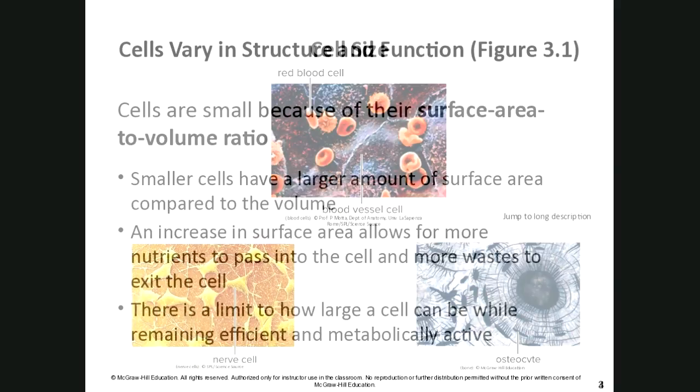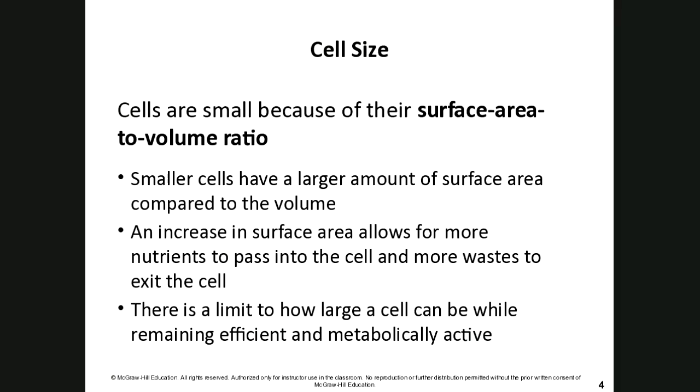Cells are typically really small, and the reason that they're small is because they want to have a surface area to volume ratio that will allow them to take nutrients and other items across the surface of the cell. The smaller the cells are, the larger the amount of surface area there is compared to the volume on the inside of the cell. With an increase in surface area, the cell is able to take in more nutrients and pass waste out of the cell in a much more efficient way. Because of that, there's a limit to how large a cell can be in order to be efficient and metabolically active.